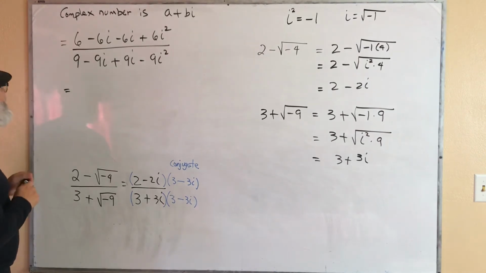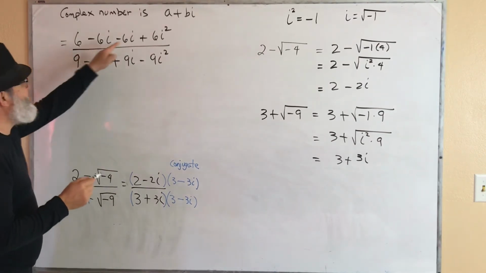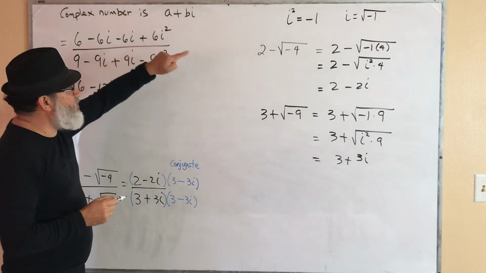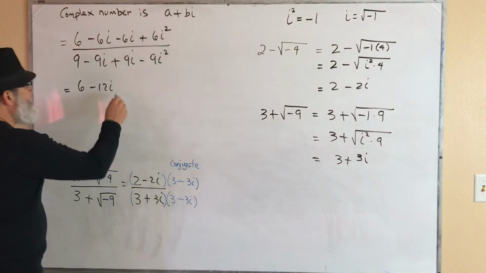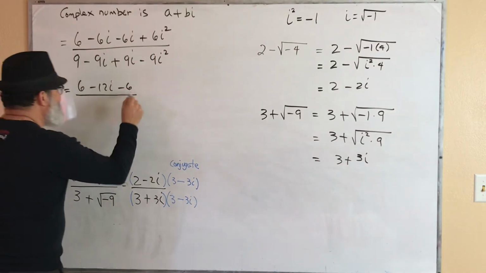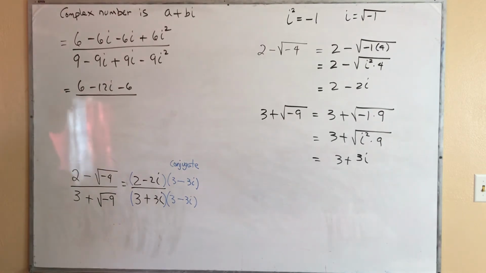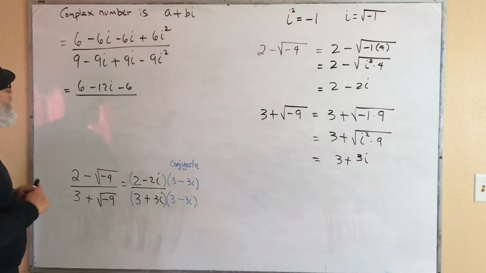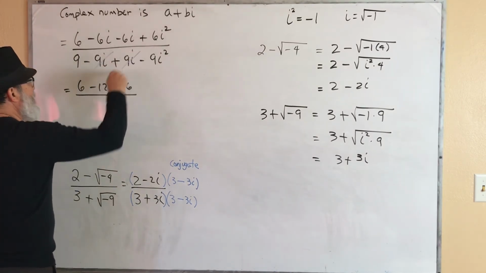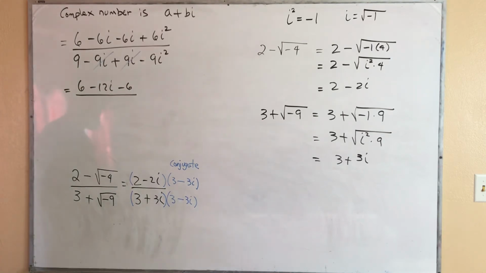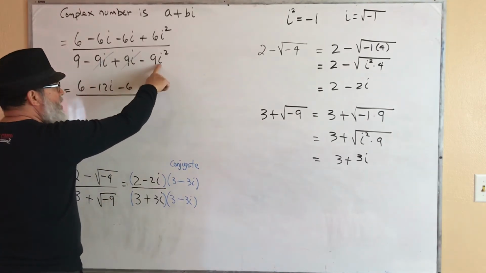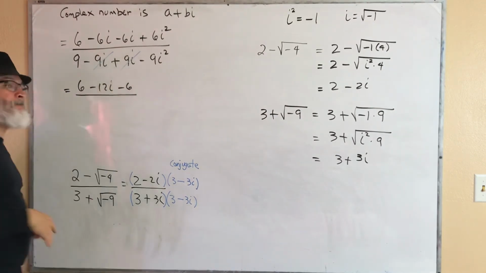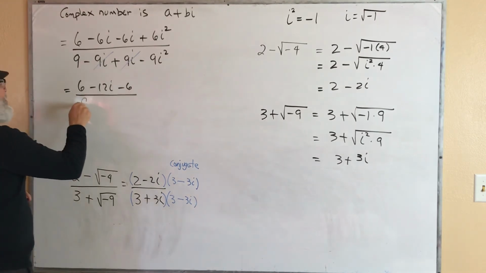Simplify. That's a 6. That's a minus 12i. Don't forget, i squared is negative 1. So it's negative 1 times 6, minus 6. Divided by the bottom. This one cancels that one. This is i squared. i squared is negative 1. Look, what's negative 1 times negative 9? Plus 9. So this is 9 plus 9.